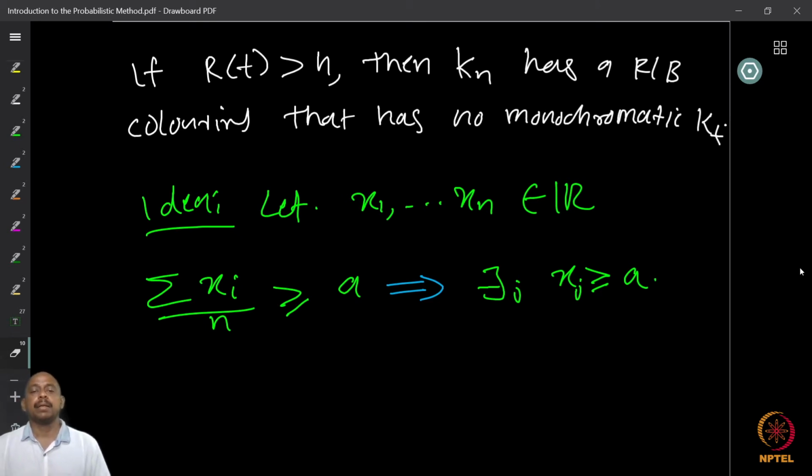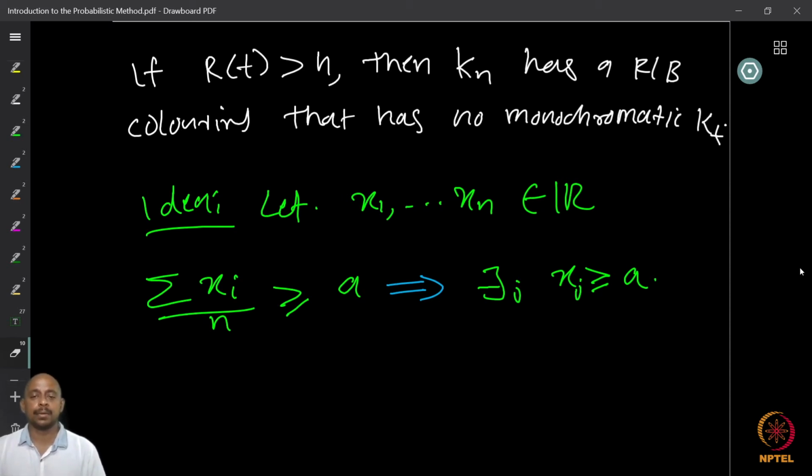So the idea is something like this. Suppose you have real numbers x1 to xn, and I tell you, without telling you what the xi's are, the average of these numbers. I don't tell you what n is or what the numbers are, nothing. I tell you that the average, summation xi by n, for whatever xi and n are, is greater than or equal to a.